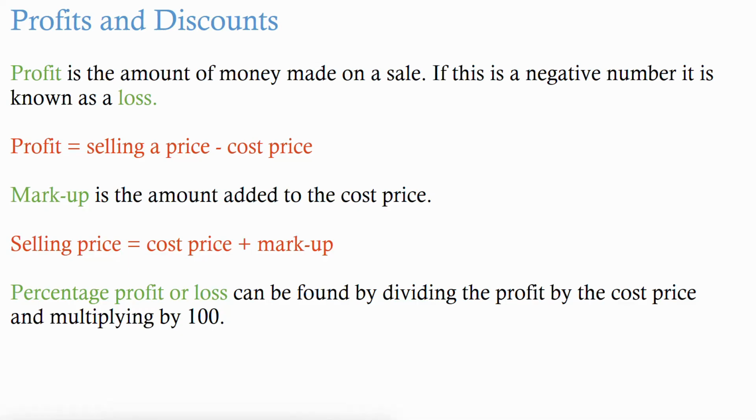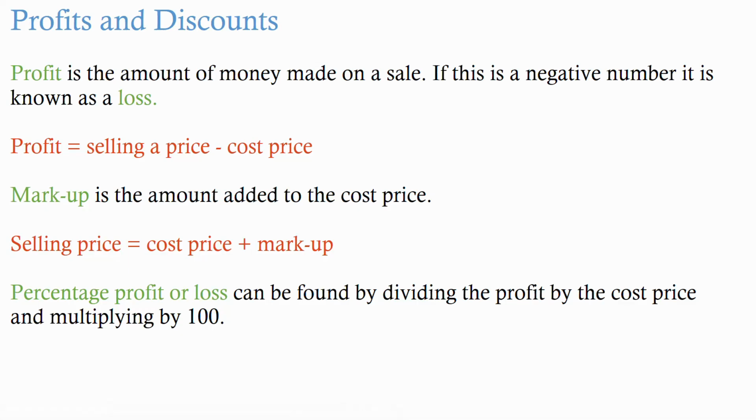In this video, we're covering profits and discounts. A profit is the amount of money made on a sale, and if it's a negative, it's actually known as a loss. Profit can be calculated using profit equals selling price minus the cost price.